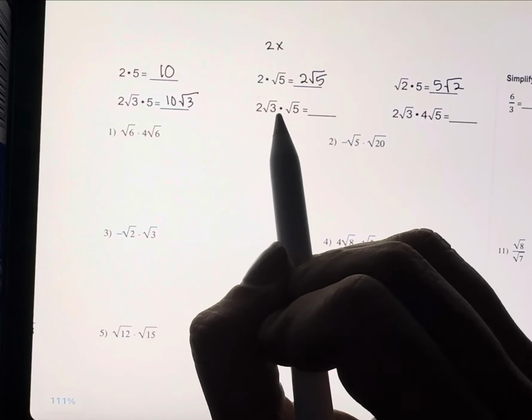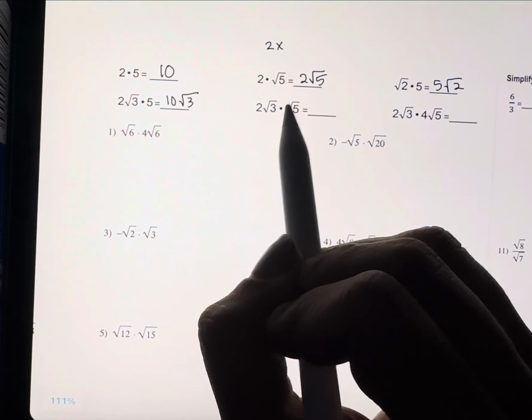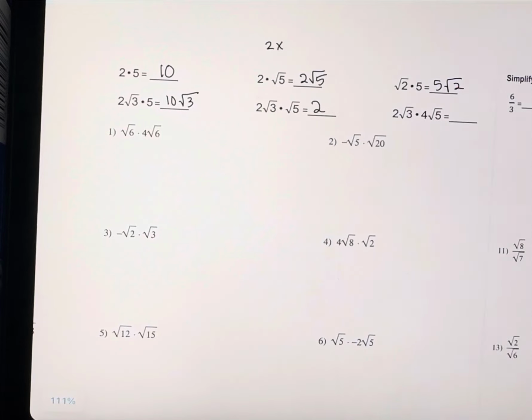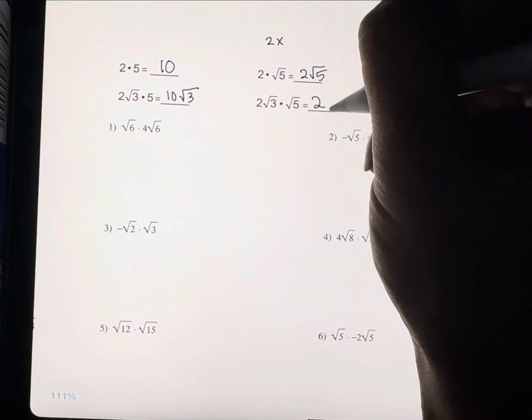Okay, now over here, I have 2 rad 3 times rad 5. Well, the numbers out front can multiply by each other. In this case, it's just 2 times, there's a 1 there, 2. And then the radicals can multiply by each other. Radical 3 times radical 5 is radical 15.